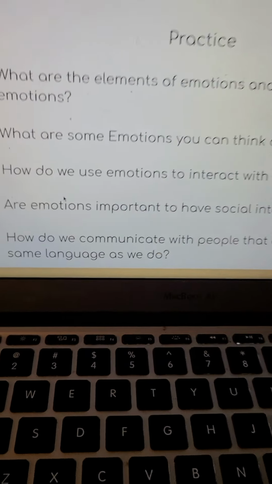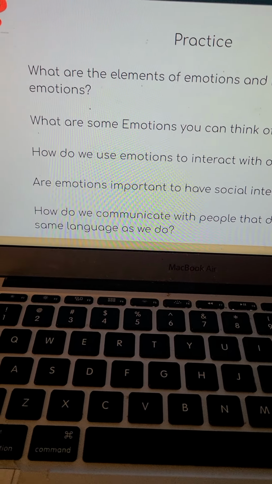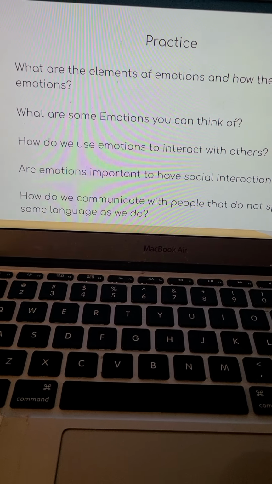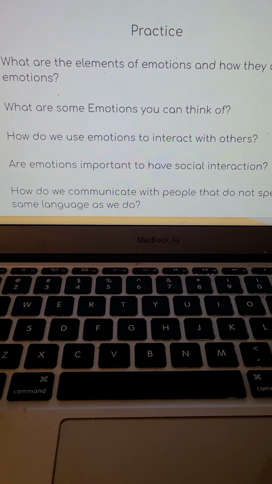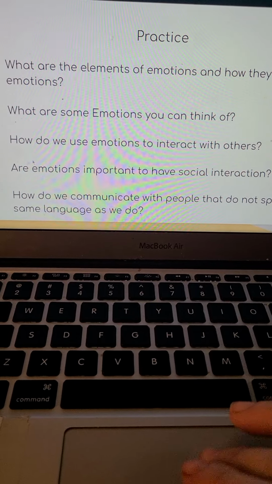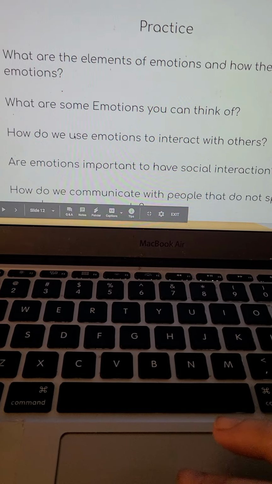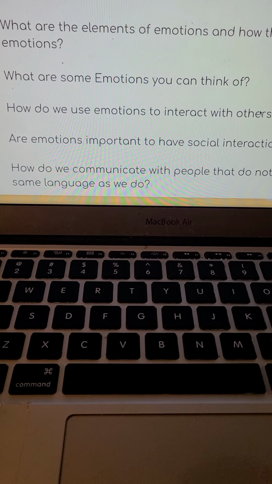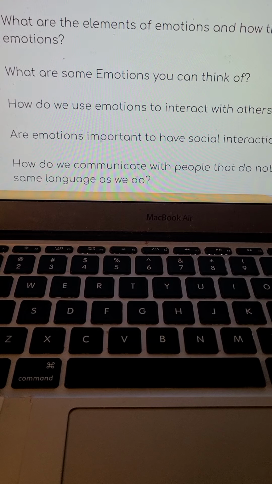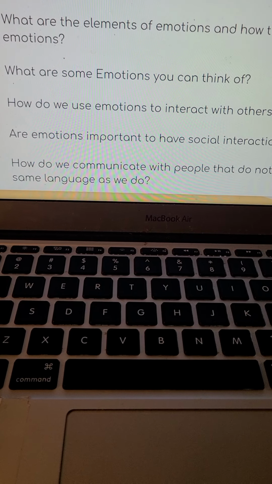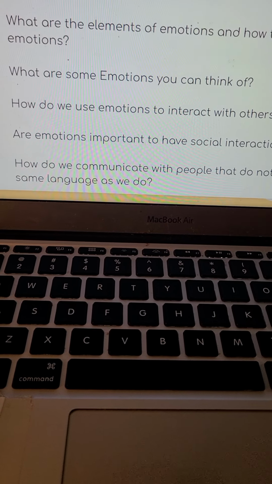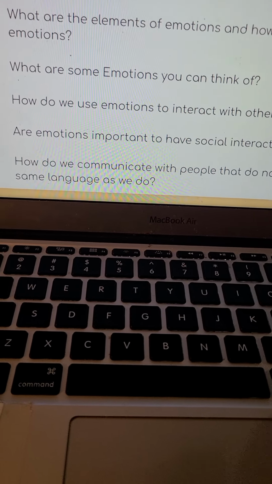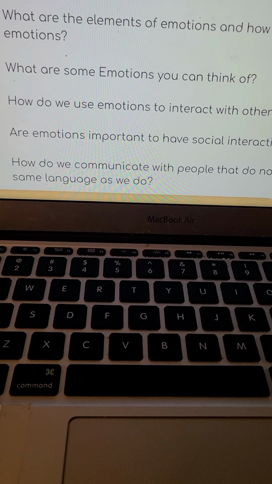Okay, in this part, this is just like some guiding practice. My goal is not to go to the board and just tell them the answers. I want them to participate. For example, I'm just gonna pick a random question. How do we use emotions to interact with others? What I'm gonna do is ask the students to help me answer that. If they are too shy or they don't want to participate, I can just pick a random name and they have to go to the board and write it down. Maybe if they write it down and the class helps, they will remember it.